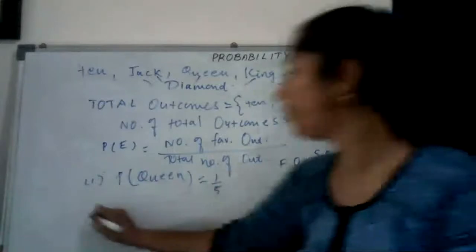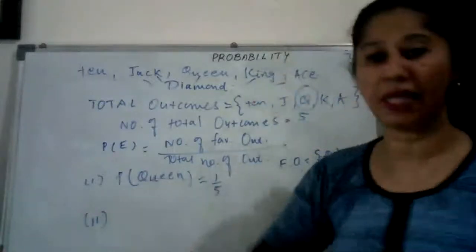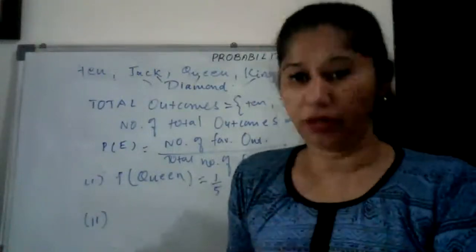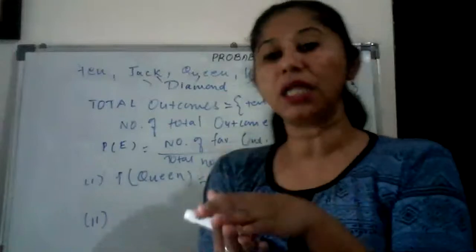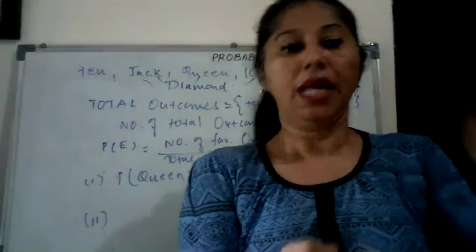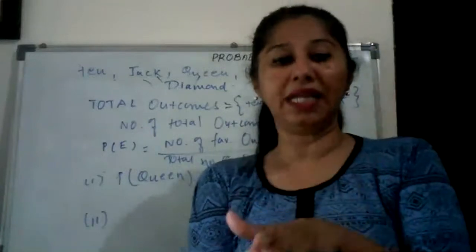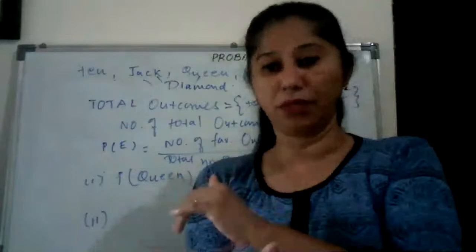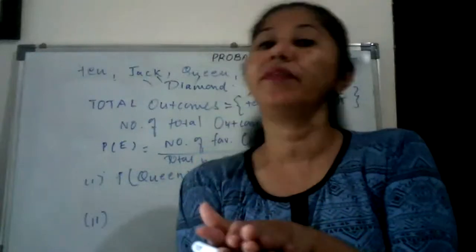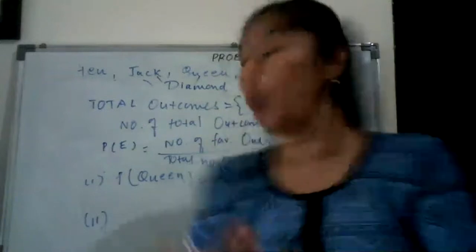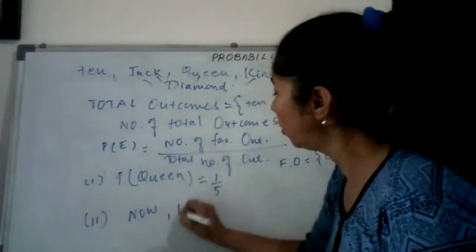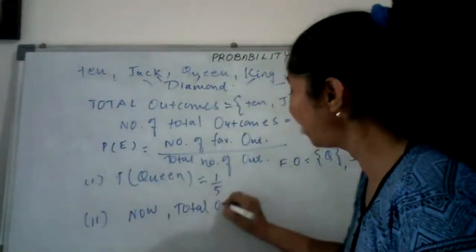So 1 on 5. Now what does it say about the second part? I'm reading it out. If the Queen is drawn, which means we have already removed the card and the card is the Queen, put aside, what is the probability that the second card picked up is an Ace? Now you had 5 cards, and out of these 5 cards you have removed the Queen. So now how many total outcomes are there? In the second case, the total outcomes have changed.